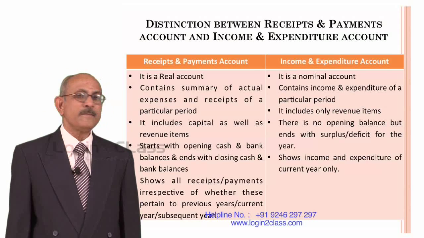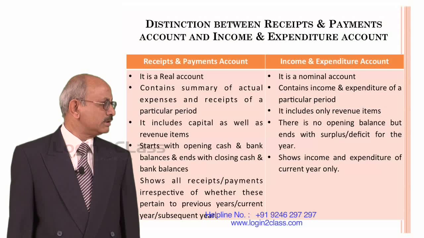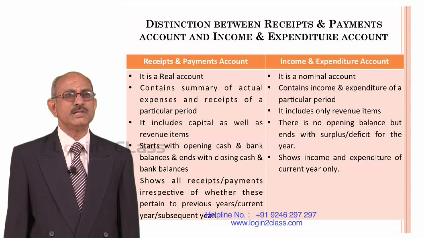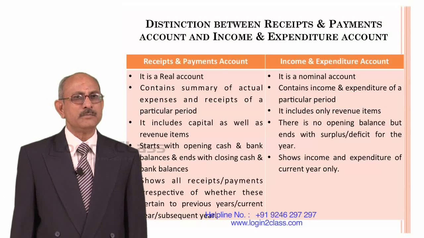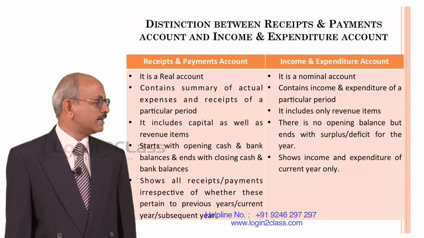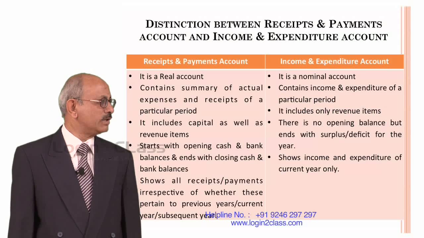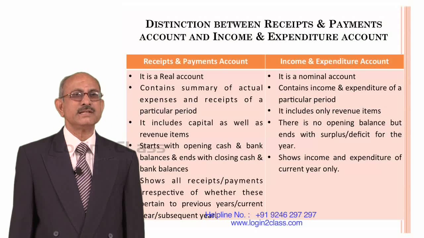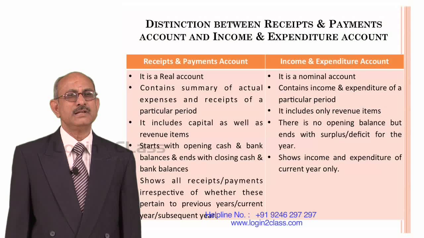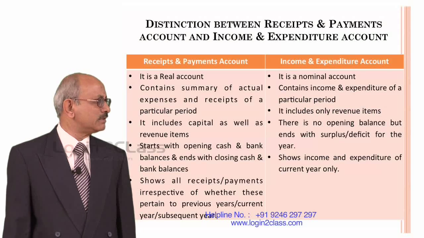And in the case of the receipt and payment account, it shows all receipts and payments irrespective of whether these pertain to previous year, current year or future years. That means there is no distinction between the payments and receipts, whether or not they belong to the current year, they are all included. Whereas income and expenditure takes into account only items of income and expenses which relate to that particular year only.